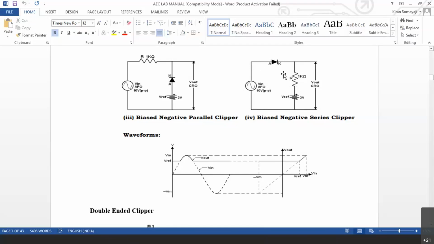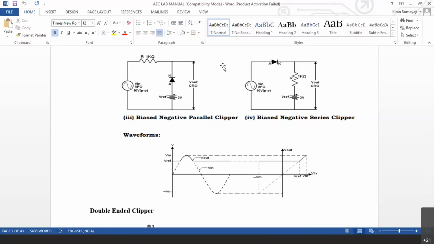So, remember, in the series clipper, when the diode is conducting, output is present. When the diode is not conducting, output is not there. Remember this sentence? In the series clipper, whether it is positive series, negative series, biased, unbiased, whichever way, only when the diode is conducting, output is present. Otherwise, output is not present.